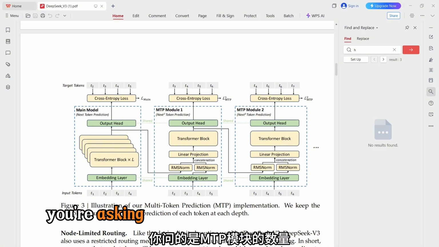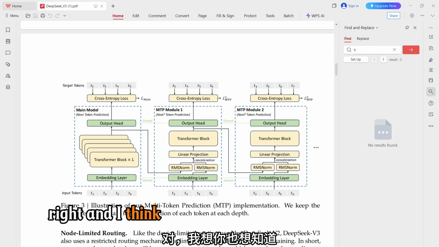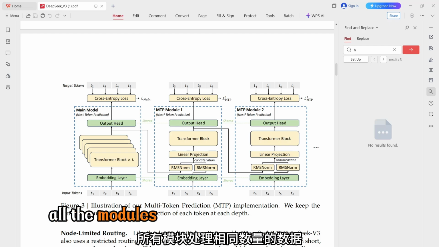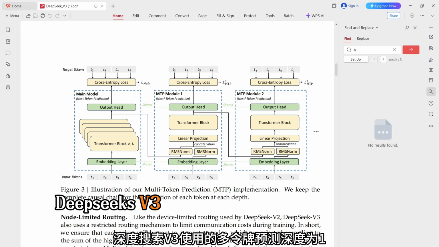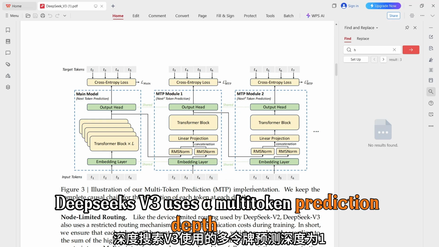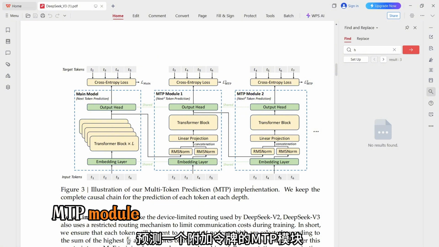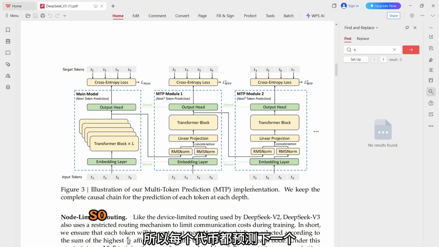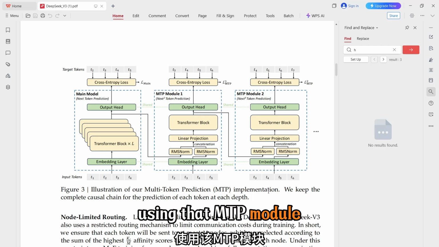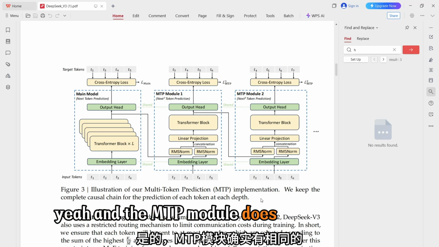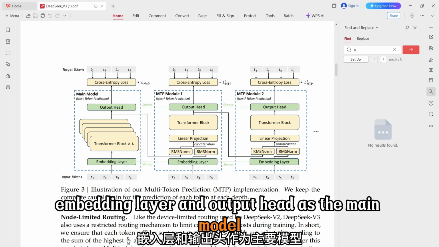That's a great question. You're asking about the number of MTP modules, whether they're all the same size. Right, and I think you're also wondering whether all the modules handle the same amount of data. Well, from the paper, DeepSeek's V3 uses a multi-token prediction depth of 1. That means there's the main model, and then just one MTP module that predicts one additional token. So each token predicts the next one, and then one more after that, using that MTP module. Yeah, and the MTP module does have the same shared embedding layer and output head as the main model.